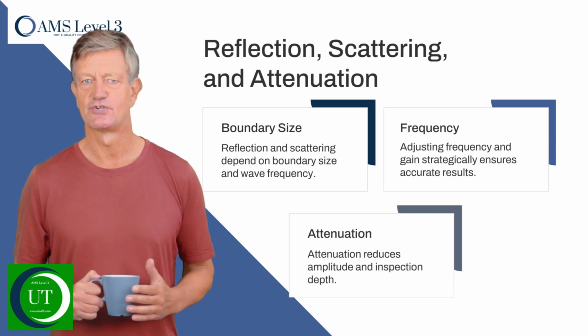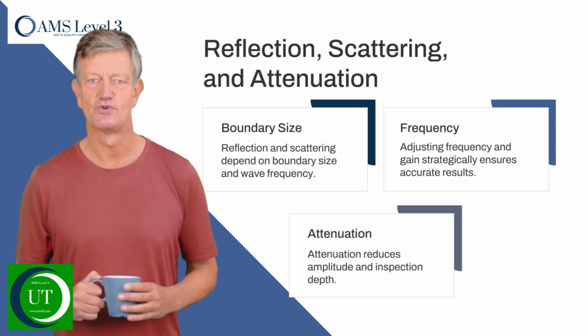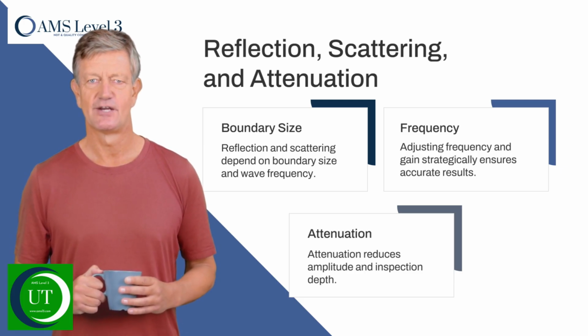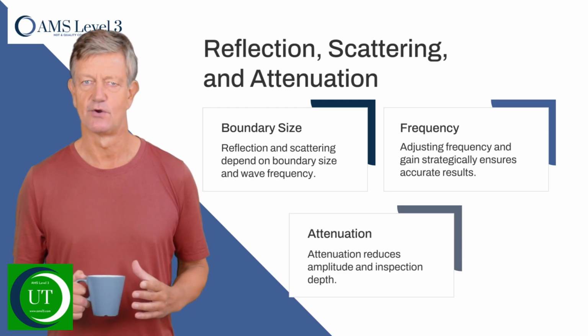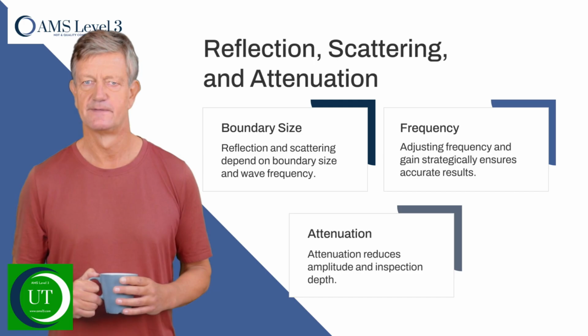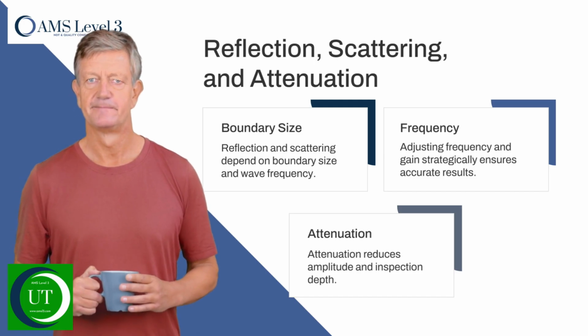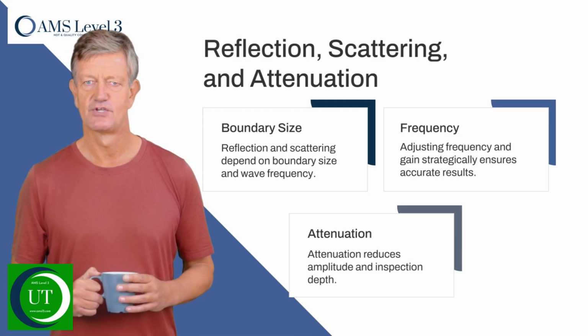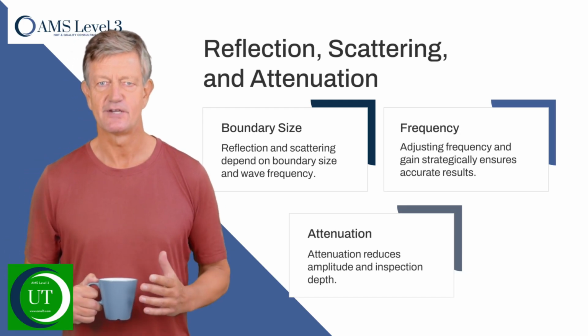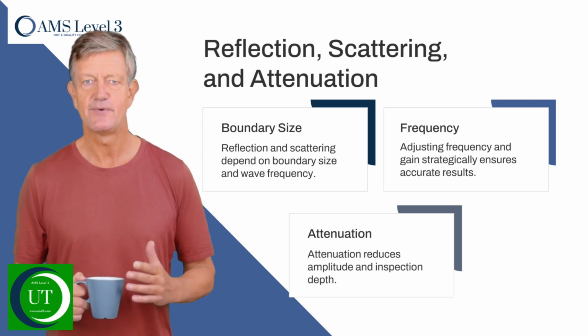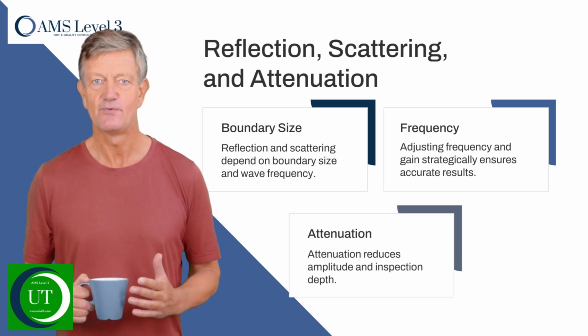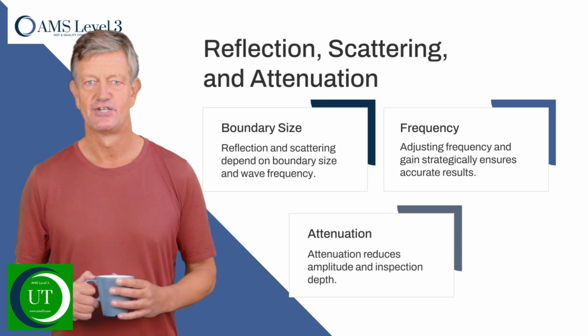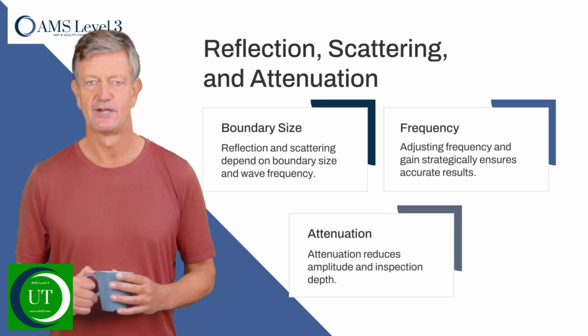Attenuation quietly limits your reach. It's the loss of signal strength as energy is absorbed or scattered inside the material. If your gain is maxed out and you're still not seeing the back wall, it's not always calibration. Sometimes it's physics. Inspectors who respect attenuation don't push their equipment. They adapt their setup. Knowing when to switch frequency or adjust coupling can be the difference between catching a flaw and missing it. Understanding these principles helps you read your instrument like a skilled musician, not just an operator.